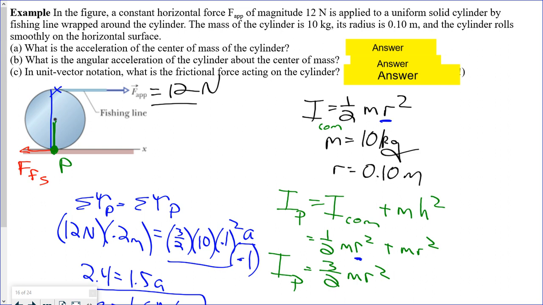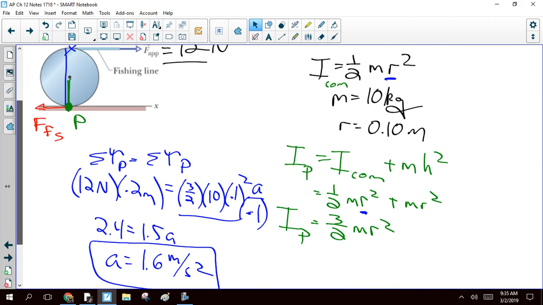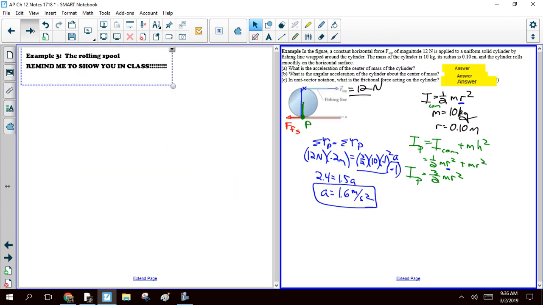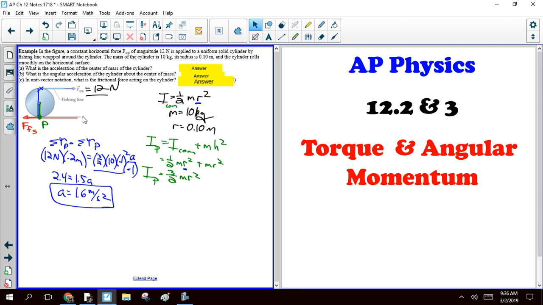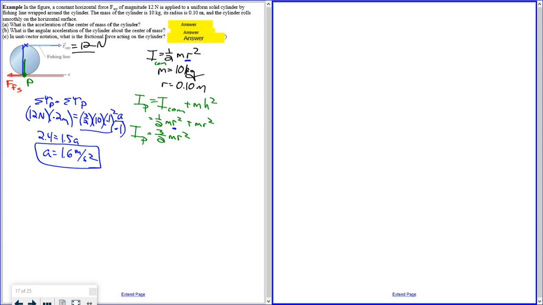So I'm going to clear some of this. Okay, so I'm going to do it again. But this time I'm going to choose the center of the wheel as the center of mass. So I'm going to do a net torque equals I alpha about the center of mass, and I'm going to do a net force equals ma. So watch what happens.